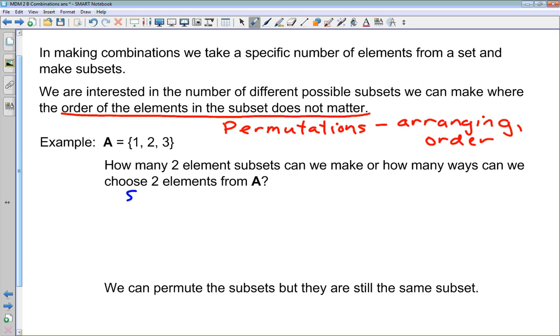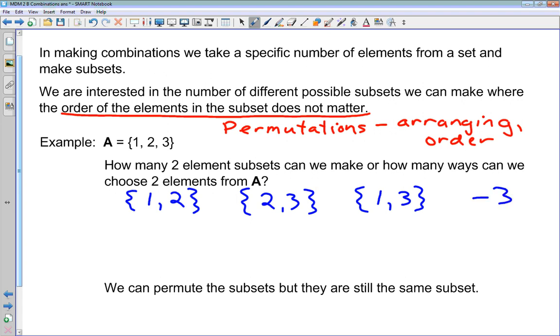So we could pick the 1 and the 2, and that could be our new set. We could pick the 2 and the 3 to make our new set. We could pick the 1 and the 3. Okay, and those are all the possibilities. So how many 2-element subsets can we make? We can make 3 2-element subsets.